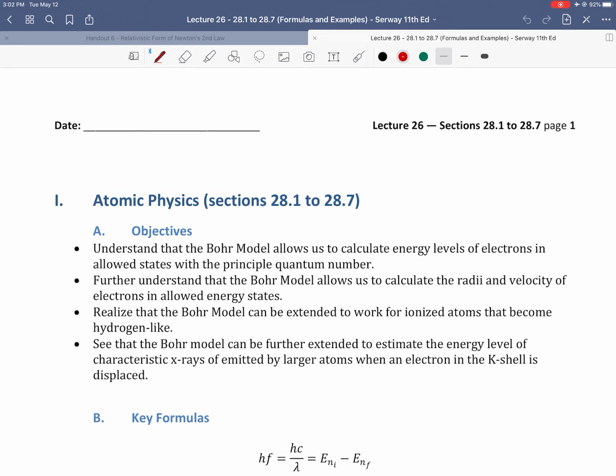In this video we are going to discuss sections 28 through 28.7 of Survey 11th edition, covering the topic of atomic physics. We are primarily going to focus on the Bohr model.